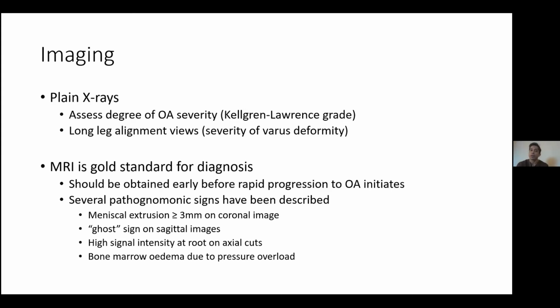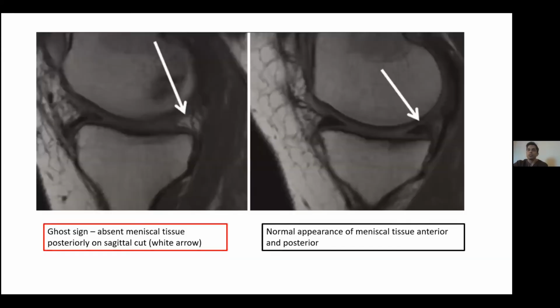So moving on to the MRI. MRI should be obtained as promptly as possible if you suspect a root tear, so we can obtain the diagnosis early before the progression of OA initiates. And there are several pathognomonic signs that have been described, and this includes meniscal extrusion, the ghost sign on the sagittal images, high signal intensity on the axial cuts, and bone marrow edema, which I'll go through in the next few slides. So this slide is basically demonstrating the ghost sign.